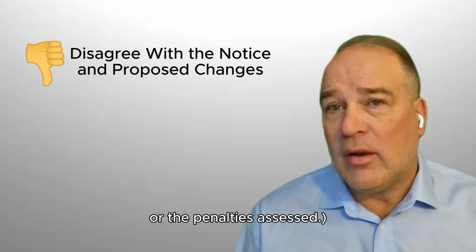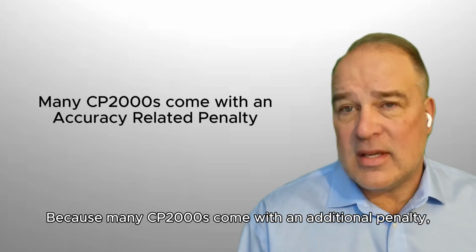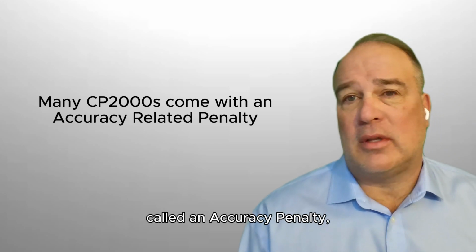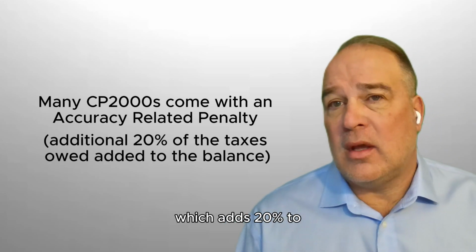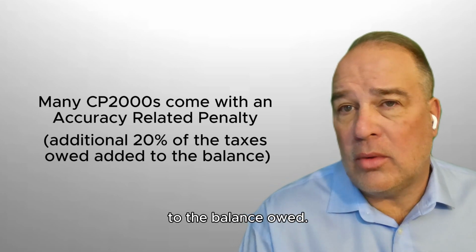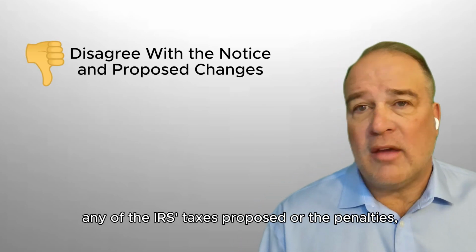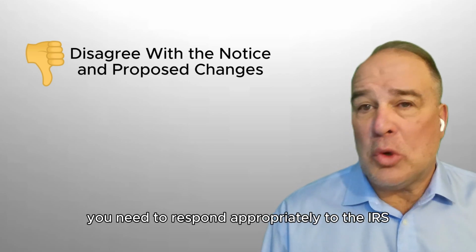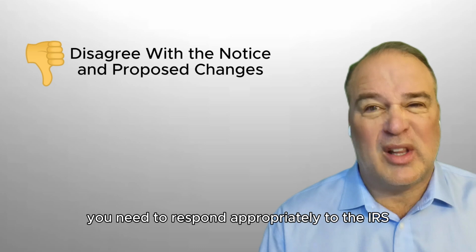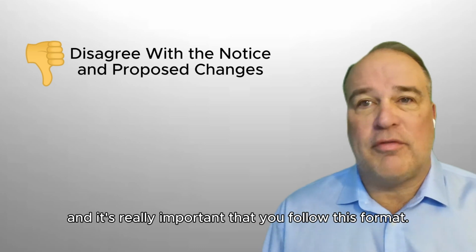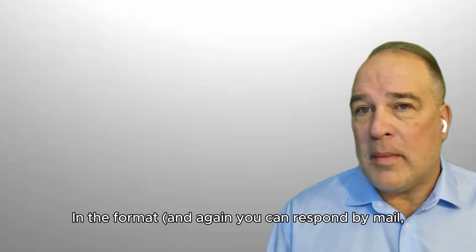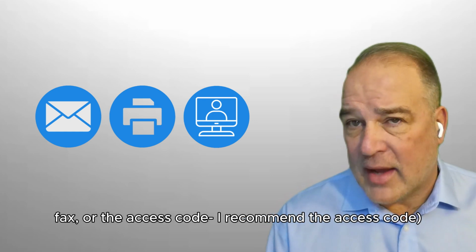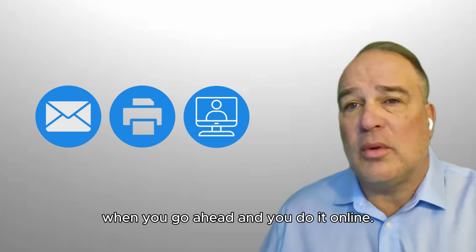Now, if you disagree with the notice, and I'm talking about if you disagree with the taxes or the penalties, because many CP2000s come with an additional penalty called an accuracy penalty, which adds 20% to the balance owed. If you disagree with any of the IRS's proposed taxes or penalties, you need to respond appropriately to the IRS, and it's really important that you follow this format. Again, you can respond by mail, fax, or the access code. I recommend the access code when you do it online.